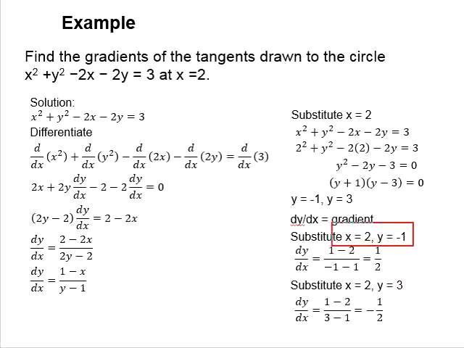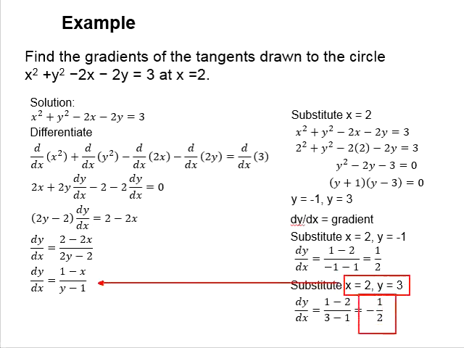Substitute x equals 2 and y equals -1 into the equation here. You get 1/2. And substitute x equals 2, y equals 3 into the equation here. You will get -1/2.